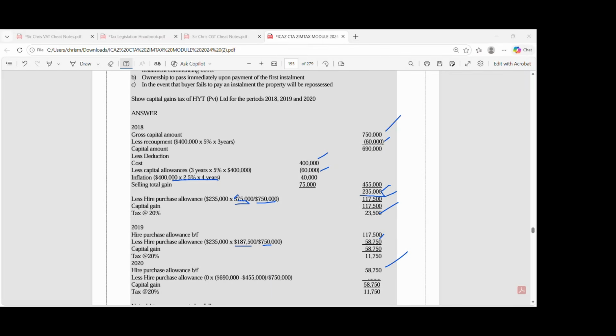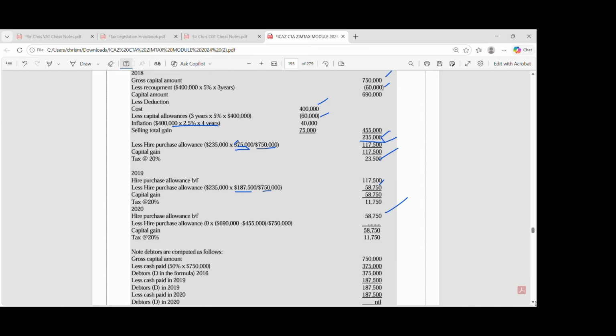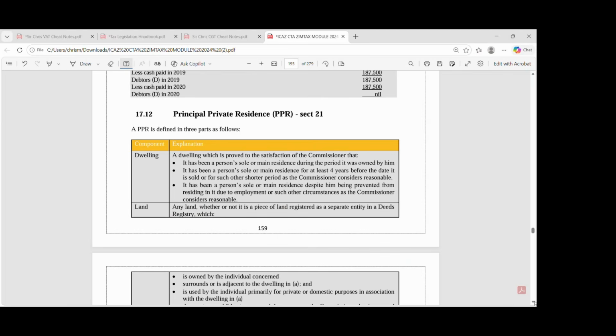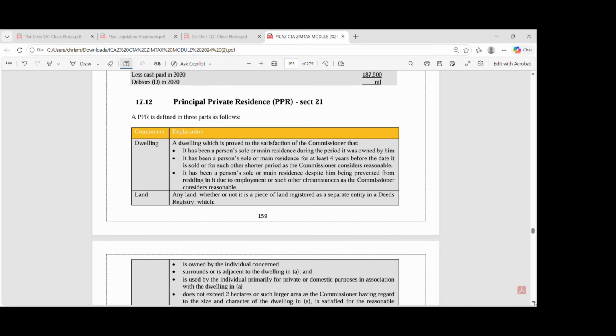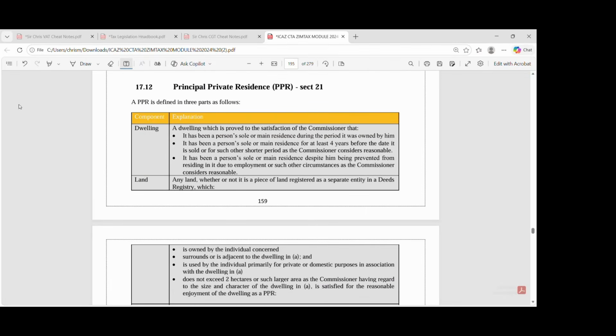So these things, team, let's accept those in the lobby. That's the relief. Then let me take you to principal private residence, team. When it comes to the principal private residence, the first thing is to understand what is called a dwelling.